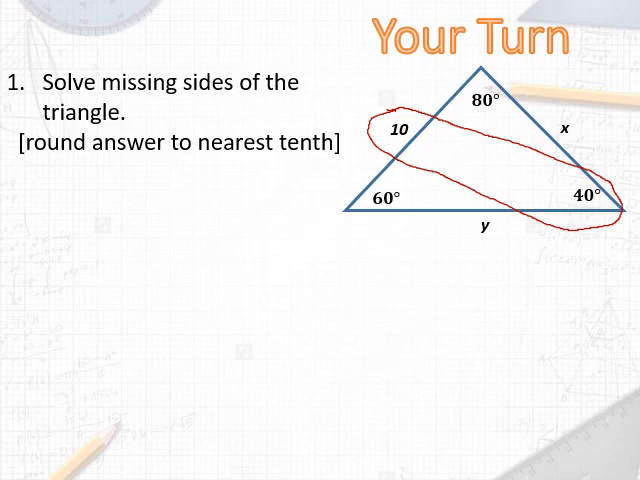It's not Pythagoras' theorem because there's no right angle. You can't use SOHCAHTOA because there's no right angle. So now you're saying, all right, I've gone through the easy ones. Law of sines is up next.